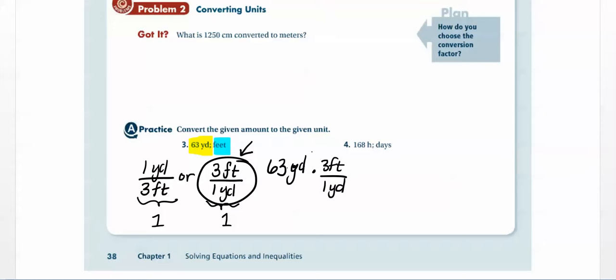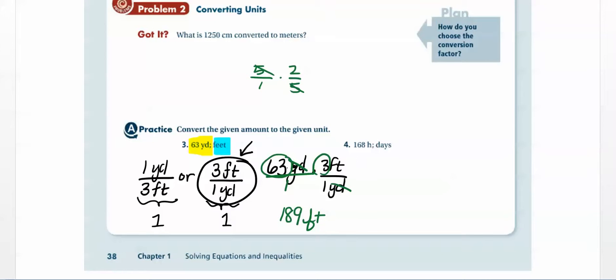Just like if you have 5 over 1 times 2 over 5 and the 5s cancel, units can cancel too. So I have 63 yards over 1. The yards are going to cancel, so I want them diagonal from each other. And then all I have to do is multiply 63 times 3, which is 189 feet.